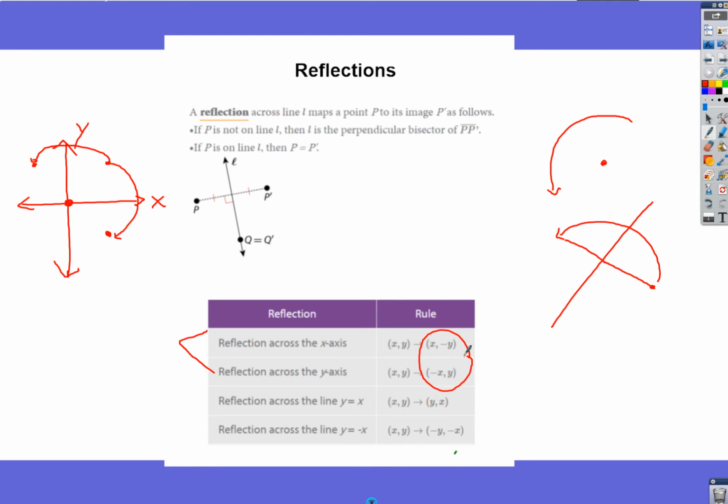So if I flip across the x-axis, which one single coordinate is going to change sign? The y. Mm-hmm. The y. If I flip over the y-axis, which single coordinate is going to change sign? Okay. So we'll memorize that.